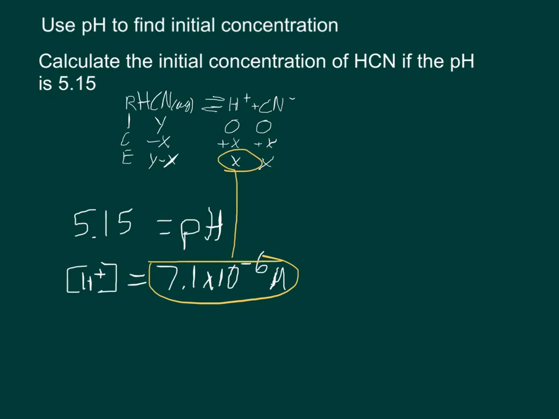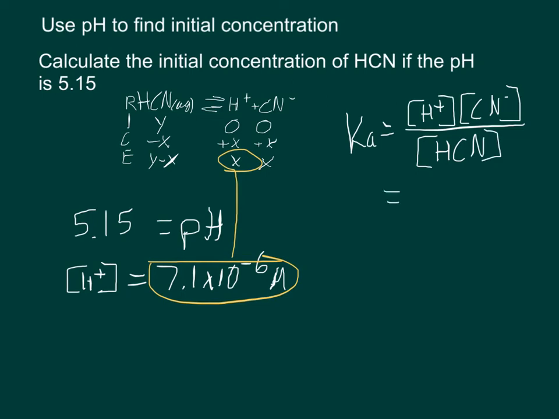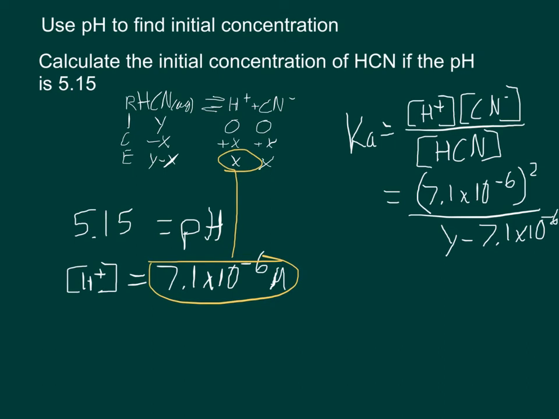Okay, so I'm going to set up the Ka, therefore, using that for the x. So Ka is going to be the concentration of H plus, the concentration of CN minus, all over the concentration of HCN. And that, therefore, is going to be equal to x squared over y minus x, or 7.1 times 10 to the negative 6th squared over y minus 7.1 times 10 to the negative 6th. And if we look up the Ka on a table, or from earlier problems, we know that it is 4.9 times 10 to the negative 10th.